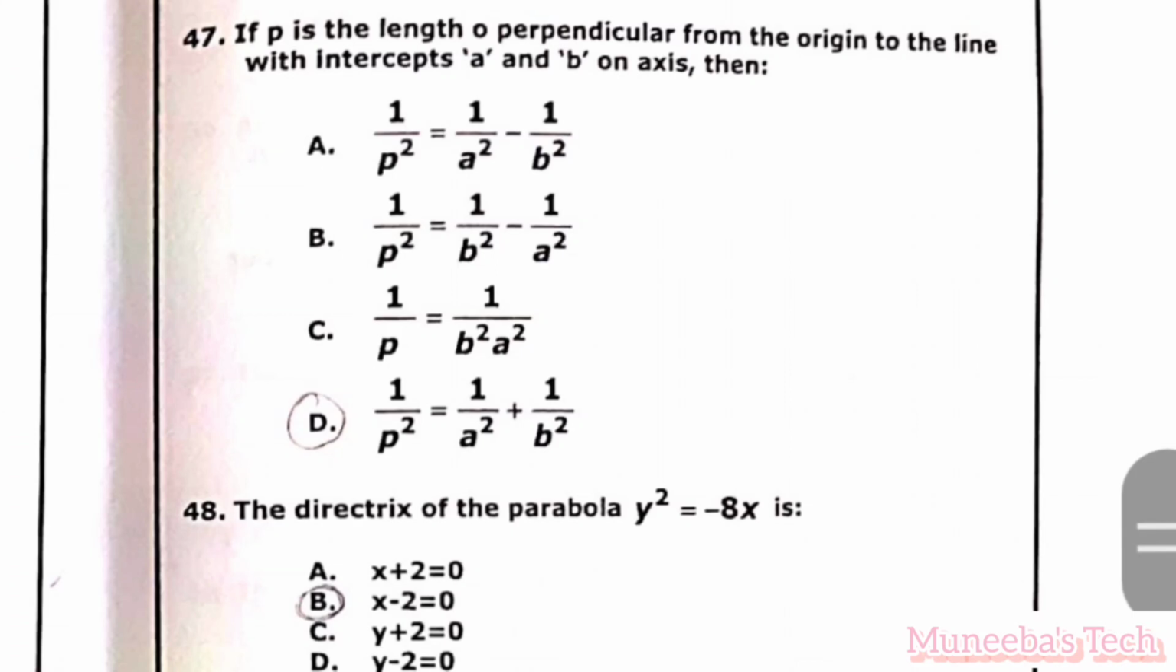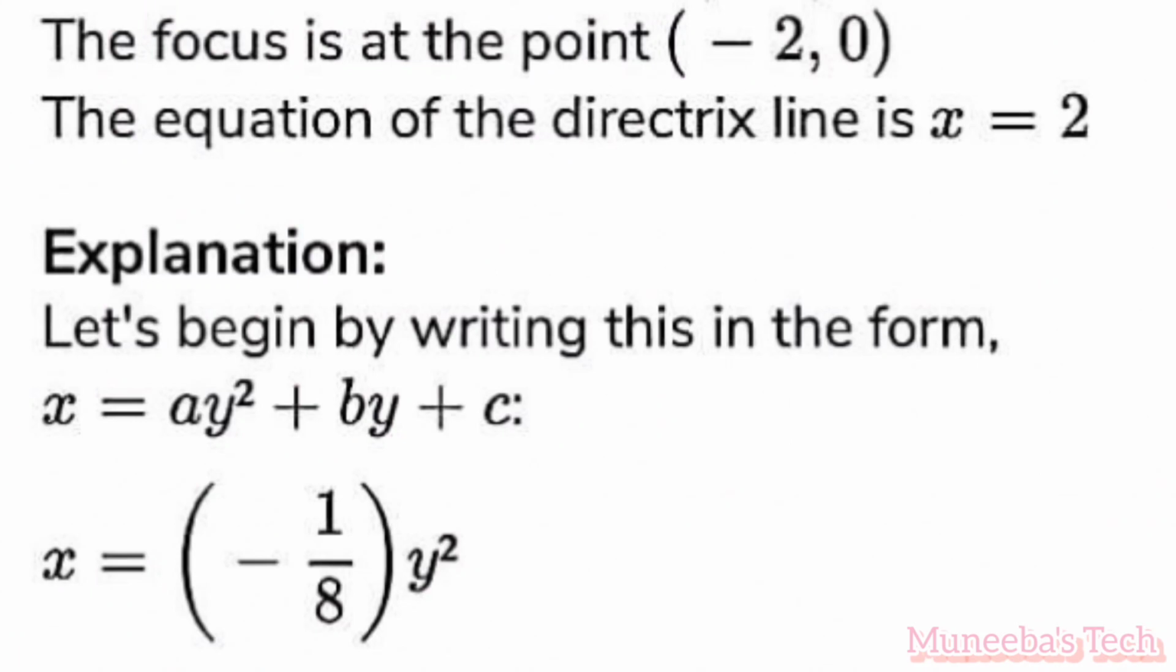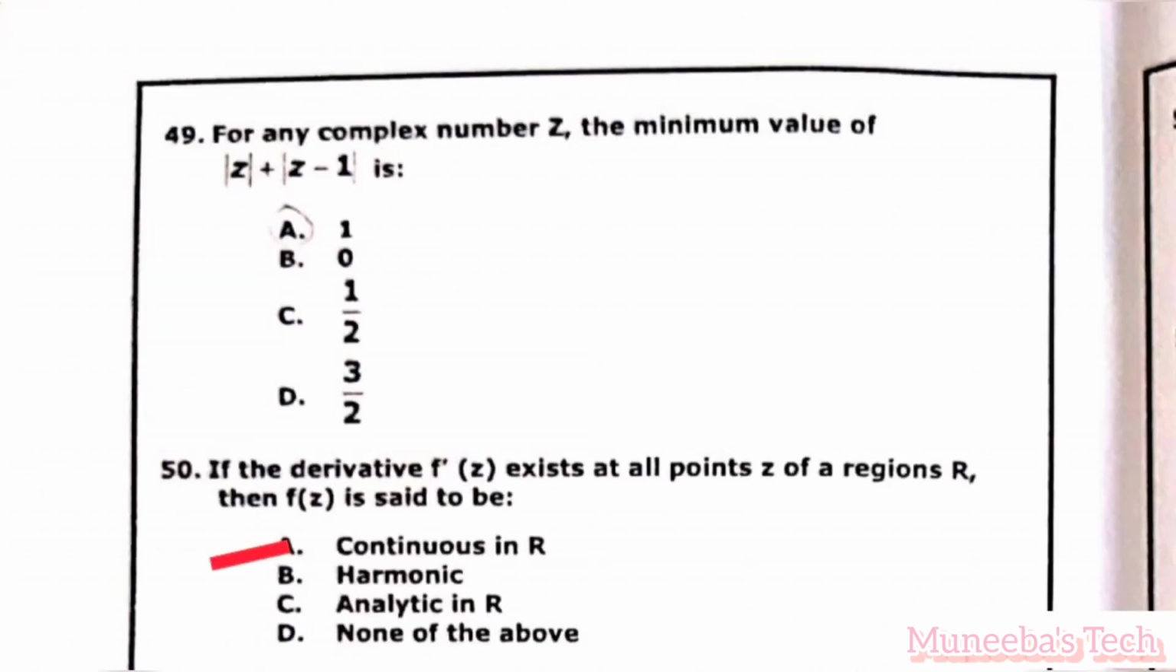Question 48, the directrix of the parabola y square equals minus 8x is, option B is correct. Now we check its solution. For the vertex, we always check at the origin 0, 0, and the focus is at the point minus 2, 0, and the equation of the directrix line is x is equal to 2, or we can write it as x minus 2 equals 0.